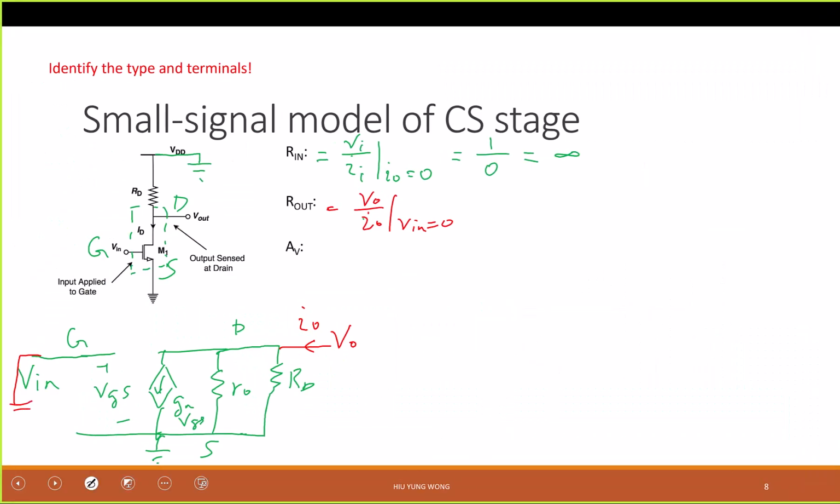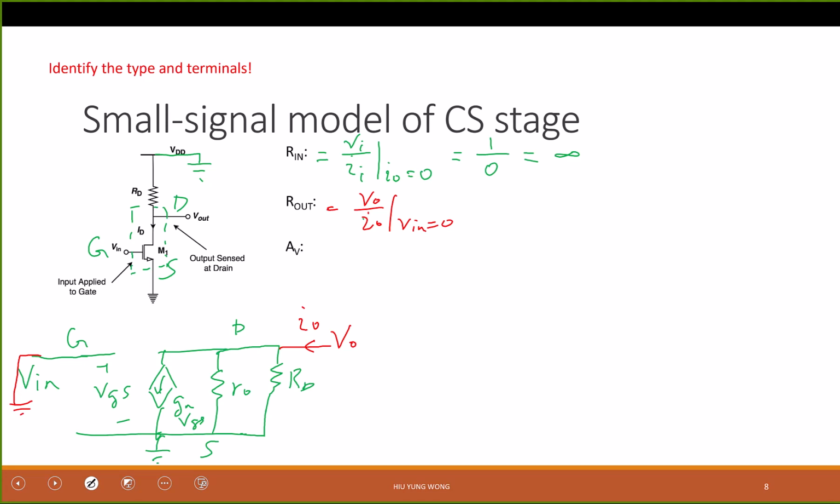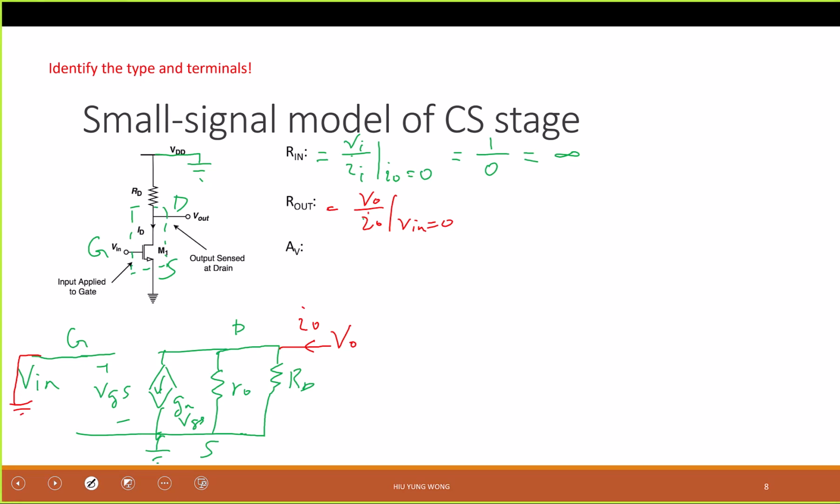I will need to short this one to ground, right? I need to apply V out to get I out, and I need to short the V in to ground by the definition. So when this is ground, what is the value of VGS? 0. Then what is the current going through here? Also 0, right? Because it's GM times 0. VGS is 0.